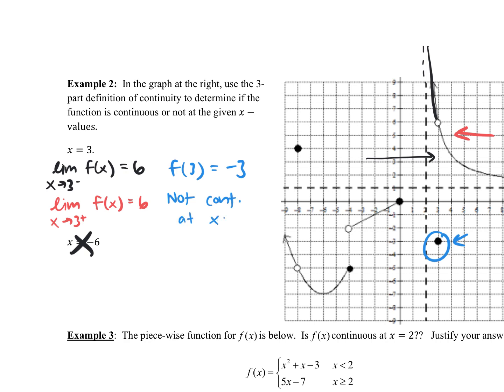at x equals 3. It's going to ask you at a specific point, so you have to make sure you say at what point it is not continuous at. And then give your reasoning, okay? A lot of the time it'll say justify. So we would say something like the limit as x approaches 3 of our function does not equal our function at 3.